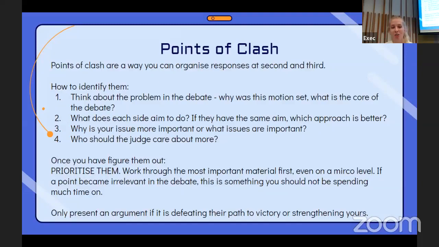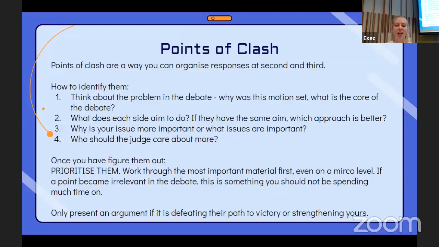The second thing that you should do is think about what each side aims to do. So in that hypothetical debate that I just talked about, both teams will probably have the same aim of getting teachers in schools, right? So you're trying to get more teachers. So what the debate comes down to then is whether your side or their side is the better approach to do it.